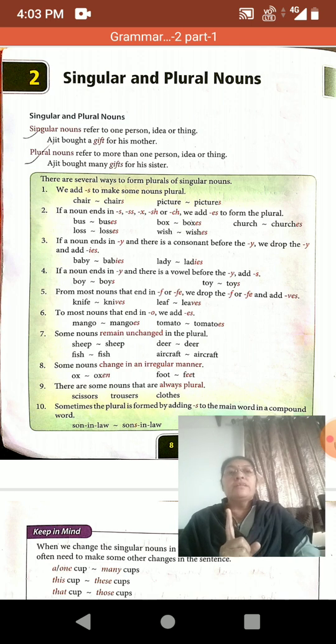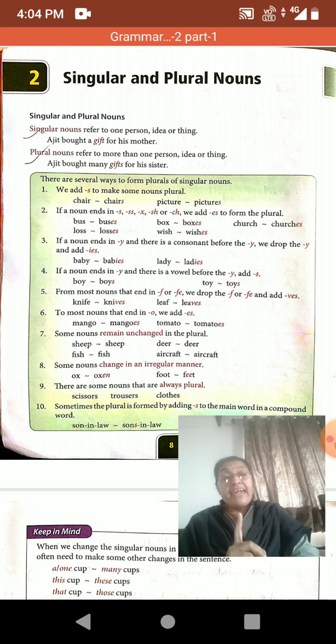First, simply add s. Second, if the noun ends with s, double s, x, sh, ch, we add es. Third rule, when the noun ends with y and there is a consonant before the y, we convert y into i and add es. Next, for y with a vowel before it, like boy, we add only s: boys, toys.